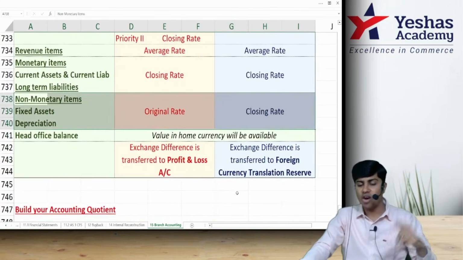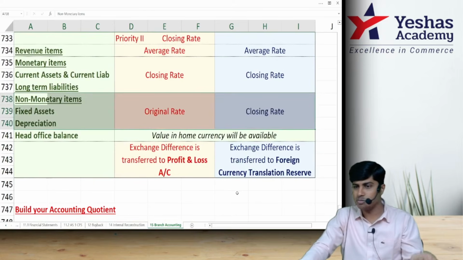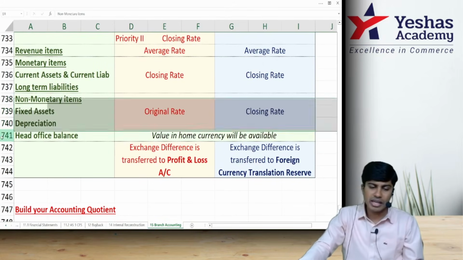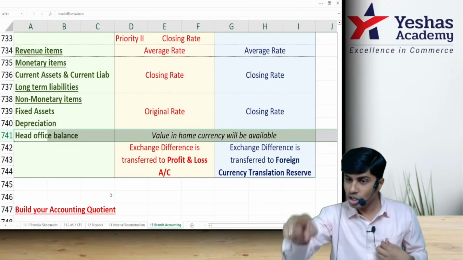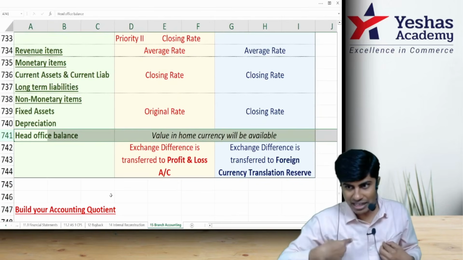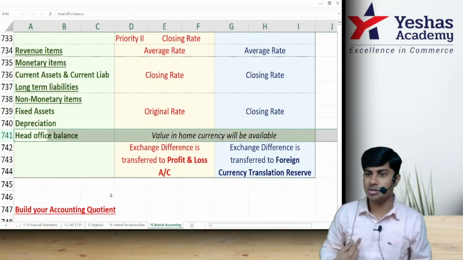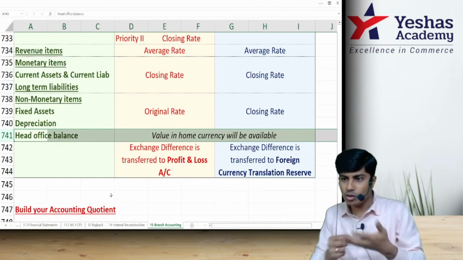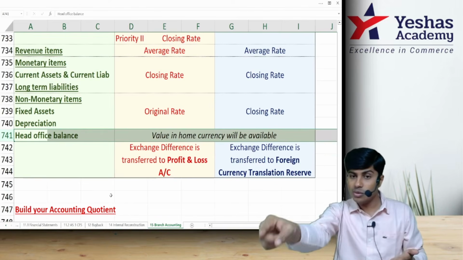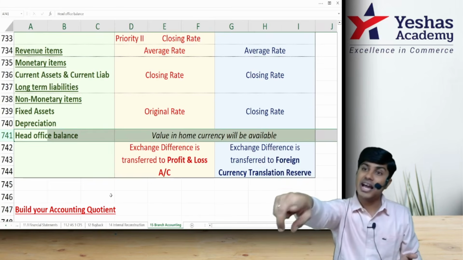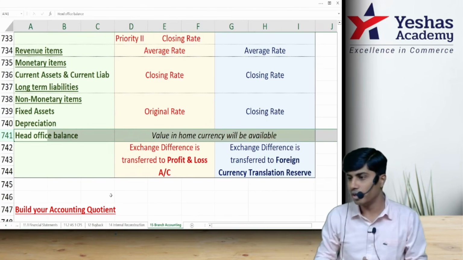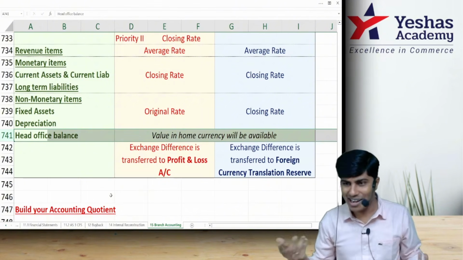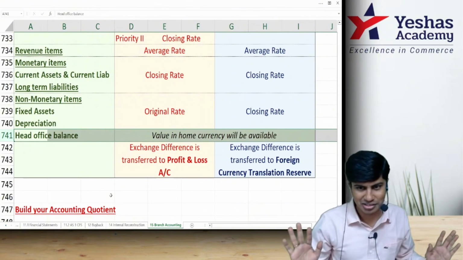And then we have head office balance in branch account, branch balance in head office account. This will be recorded at the actual value. If I am head office and you are foreign branch, in your branch records, my name is there. In my books, your name is there. In my books, your value is there in Indian rupees. In your books, my value is there in foreign currency. I don't want your foreign currency value. I have the Indian rupee value, that will be recorded. But before you take that, if there are any errors, we need to rectify.